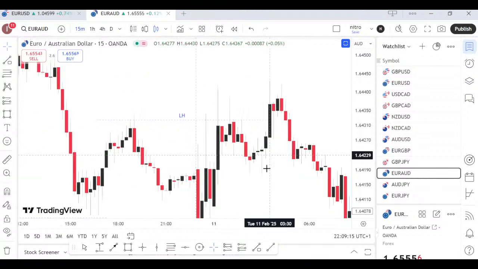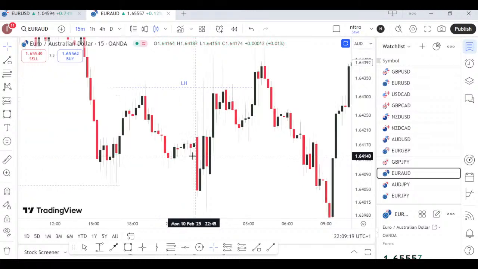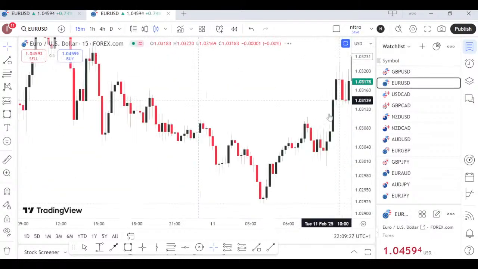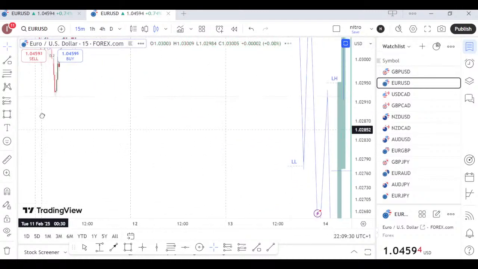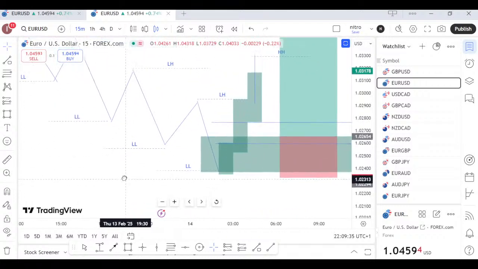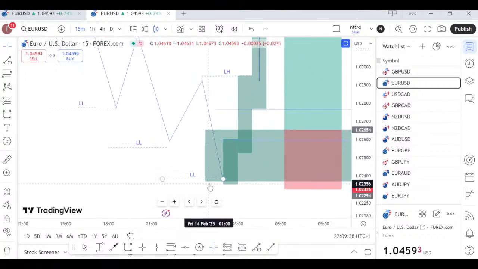Okay, but now this break of structure, this shift that we have here, did not start off from a liquidity sweep. What do I mean by that? Let's come back here to our Euro USD and I'll explain it. We do not have a most recent lower low that just went up and broke the previous lower high. That was not what we have. It wasn't the lower low that immediately went up the leg and then broke the previous lower high. No, that was not what we have in Euro AUD.